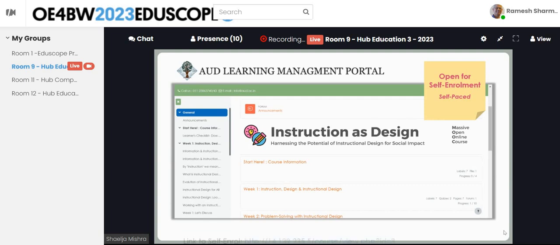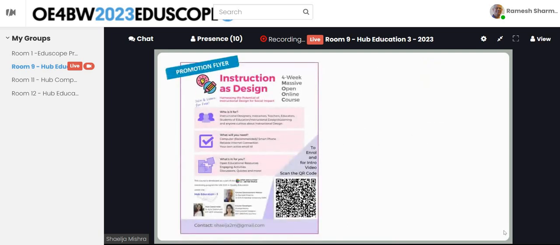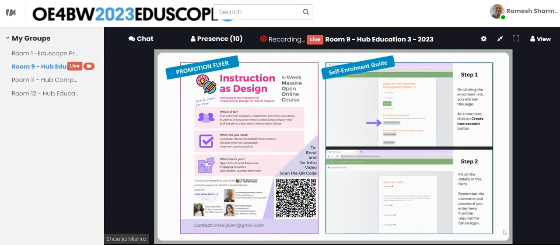So we circulated the self-enrollment link, and by filling this small form, the learner could directly get entry into the course. So we built it like a self-paced course. Here's a glimpse of the promotion flyer that we circulated for our learners, and we also gave a self-enrollment guide along with it, just in case some learners are not acquainted with the Moodle platform and enrolling on it. So, from the accessibility point of view.